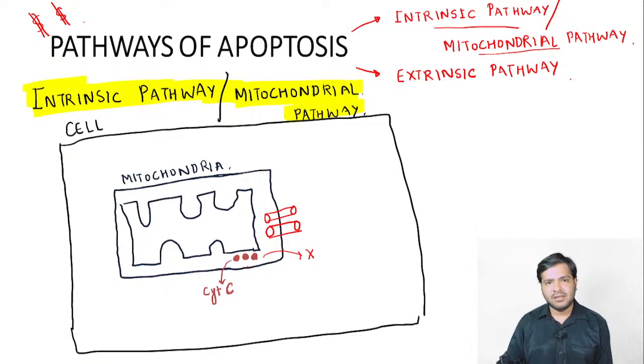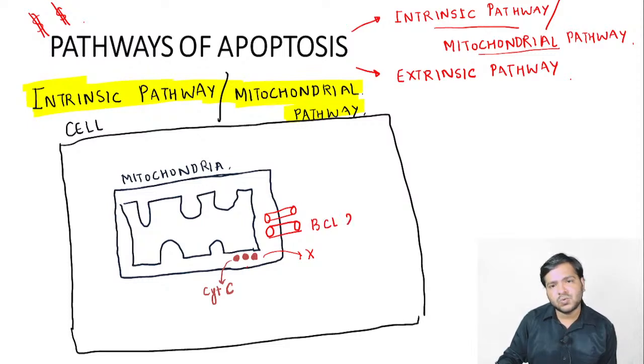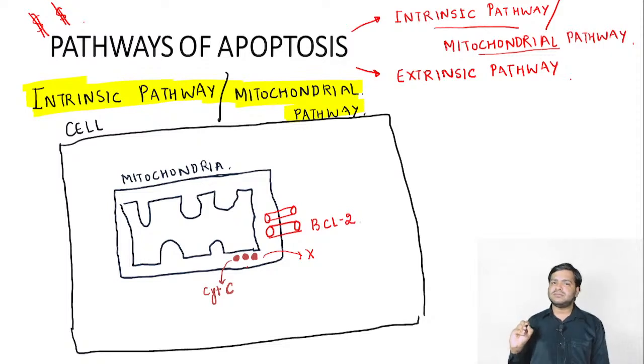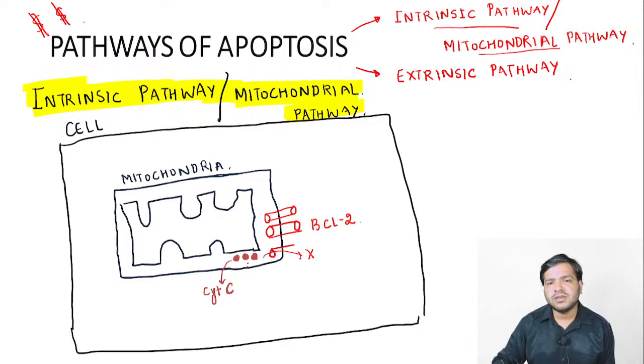of the cell. Mitochondria के बाहर क्या है? पूरा का पूरा cytoplasm है. So these structures are something which is known as the gatekeeper of the mitochondria, and these are called the BCL2 genes. Now they don't allow the cytochrome C to come out. They don't allow the cytochrome C to come out.